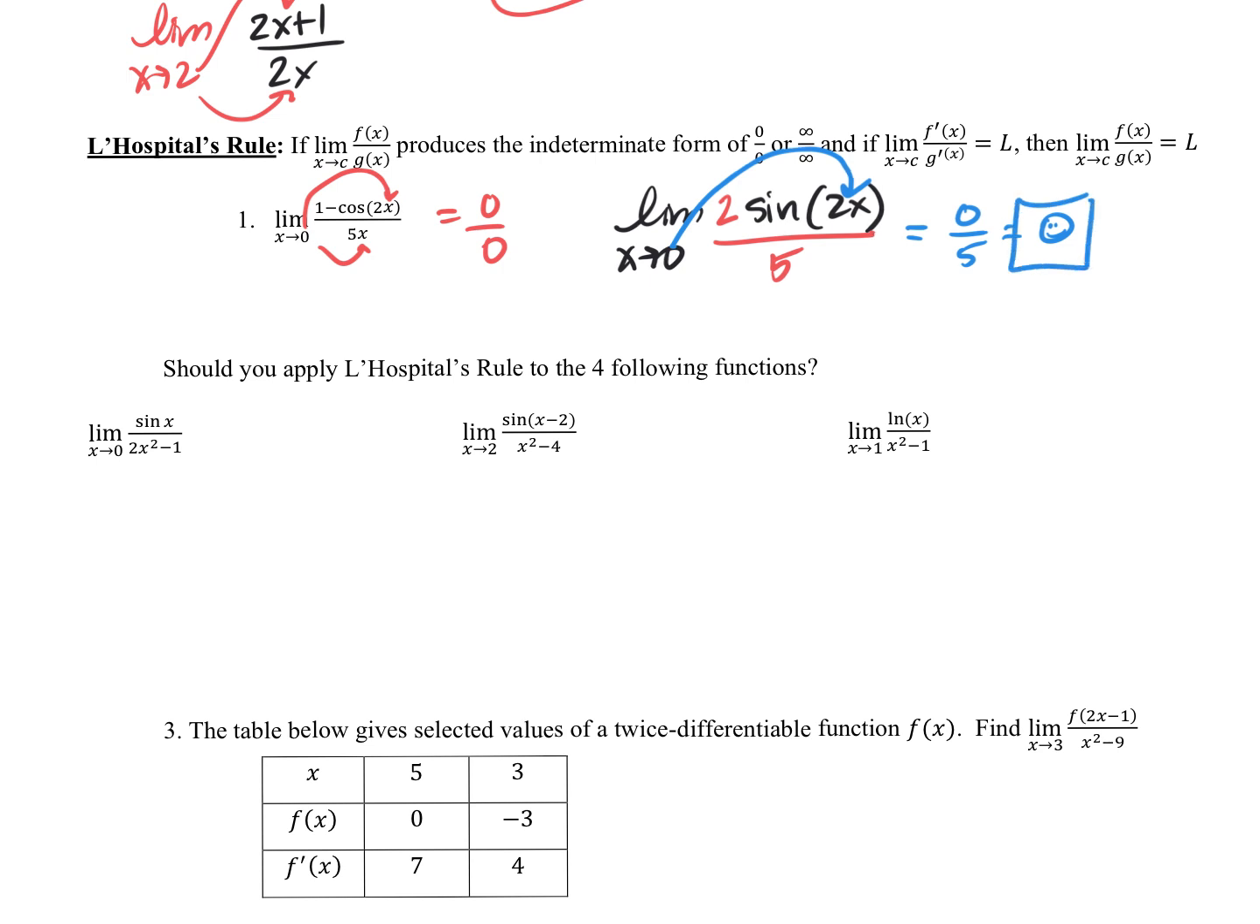So it says, should we apply L'Hopital's to the following functions? I took one of them off, apparently, because there's only 3. What do we think? If I plugged in a 0 right here, would I get an indeterminate form? Sine of 0 is 0 over -1. If you get a value, you guys, 0 over anything is just 0. That's the answer. If we plug in a value and we get a number, then that is the limit. So we do not need to apply L'Hopital's. We're done.